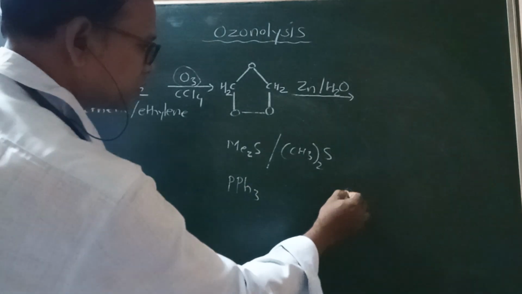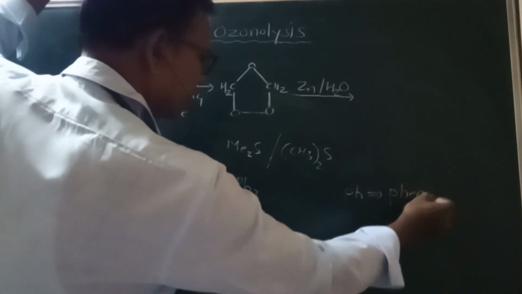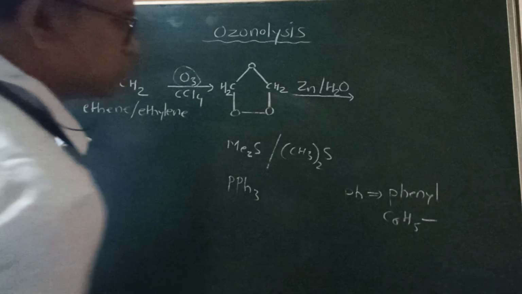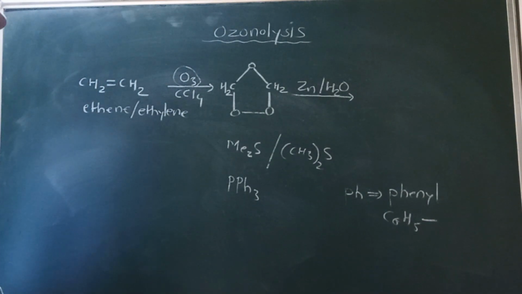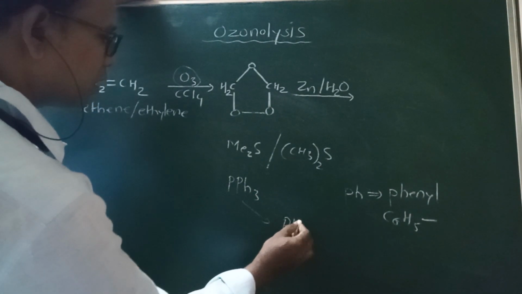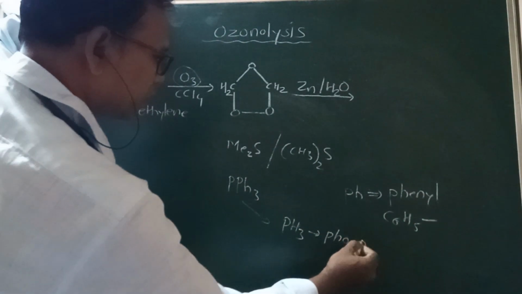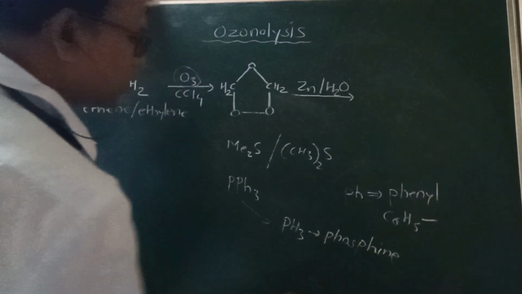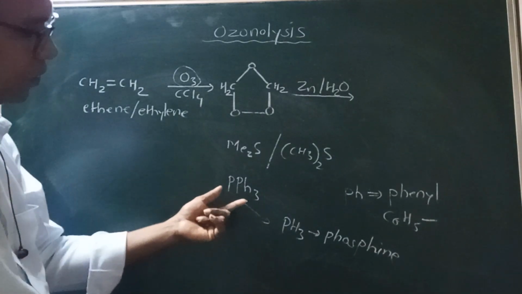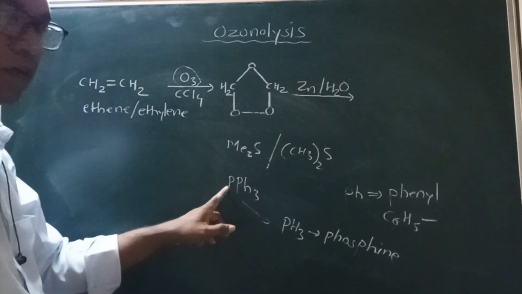Now all of you are familiar with this Ph. Ph means what? Yes, it means phenyl, C6H5. C6H5 means what? It's a phenyl. And the parent compound of this compound is PH3, like NH3. It is called phosphine. So if you consider this as a derivative of phosphine, this compound becomes triphenyl phosphine.